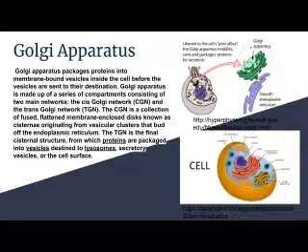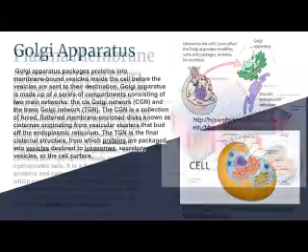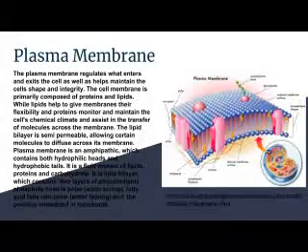The Golgi apparatus packages proteins into membrane-bound vesicles inside the cell before the vesicles are sent to their destination. The Golgi apparatus is made up of a series of compartments consisting of two main networks, the cis-Golgi network and the trans-Golgi network. The CGN is a collection of fused, flattened membrane-enclosed discs known as cisternae, originating from vesicular clusters that bud off the endoplasmic reticulum. The TGN is the final cisternal structure from which proteins are packaged into vesicles destined to lysosomes, secretory vesicles, or the cell surface. Up next is the plasma membrane.